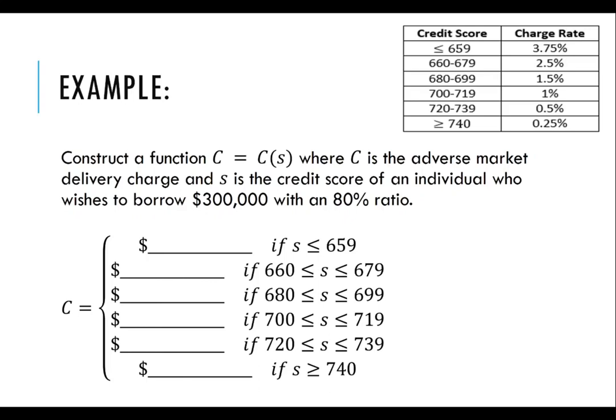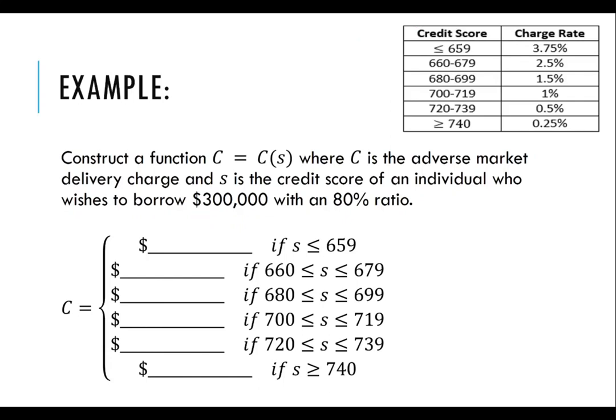So now we're going to construct the function where C is the output or the cost based on S, where S is the credit score and C is the average market delivery charge. Now specifically we're going to do it based on a $300,000 loan, and with the 80% ratio means we're just going to use this chart above.